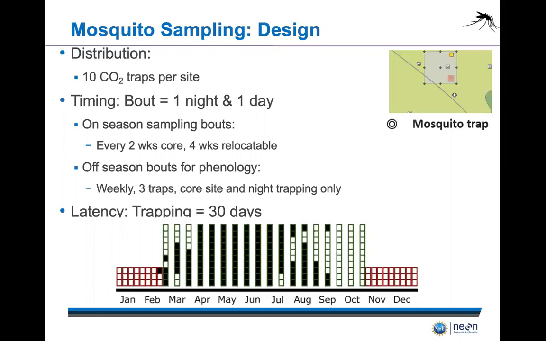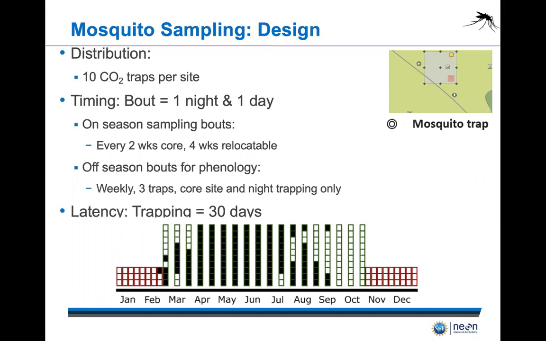And when mosquitoes are active and being caught, we call that the on-season. We conduct a single bout of sampling every 2 weeks at the core sites and every 4 weeks at relocatable sites. A bout of on-season sampling consists of one overnight sampling event where we set up 10 carbon dioxide traps, and then we follow that up with a daytime sampling event in which the traps are reset to capture daytime active mosquitoes. And then once we've had 3 on-season bouts where we capture no mosquitoes, so that's these last 3 bouts here where you don't see any filled-in squares, the domain transitions to off-season sampling.